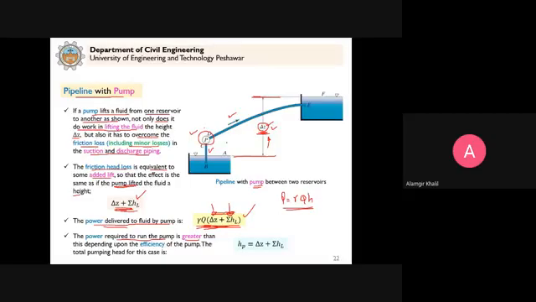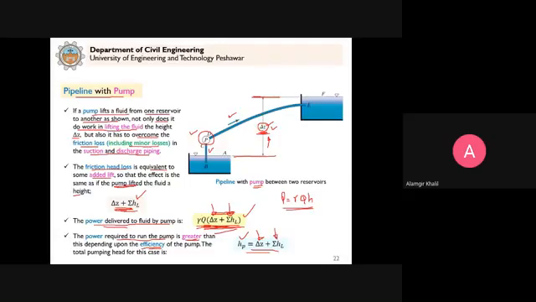So in that case, the power required will be greater than this value, depending upon the efficiency of the pump. Clear? So remember, the pump head that is required will be this. Clear? Comparing the required head and the losses.